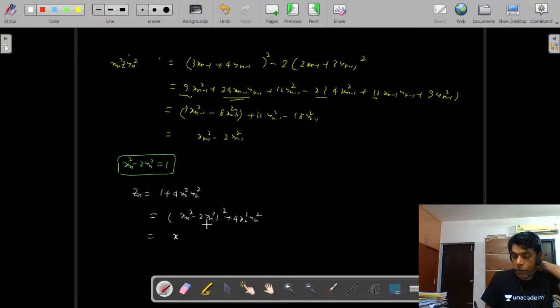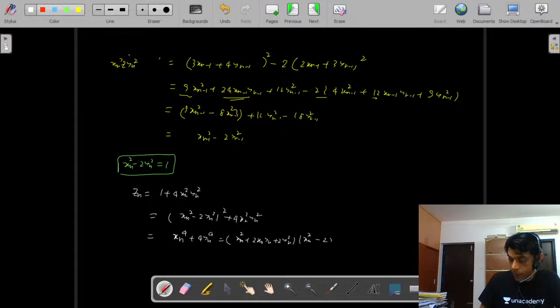So instead of cancelling, I will write it this way, or we can now use the Sophie Germain form. So I can write xn to the 4 plus 4 yn to the 4. This 4 will cancel, and so you will get here xn squared plus 2xn yn plus 2yn squared times xn squared minus 2xn yn plus 2yn squared. You can write it in this form also, better: xn plus yn whole squared plus yn squared and xn minus yn whole squared plus yn squared.